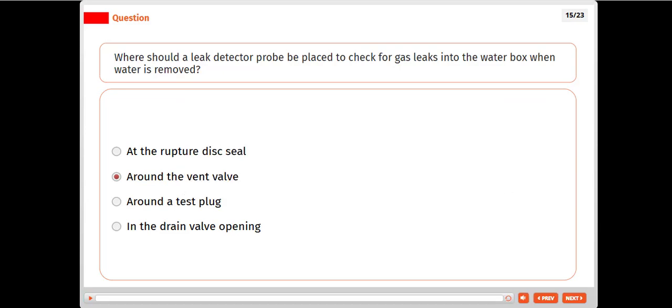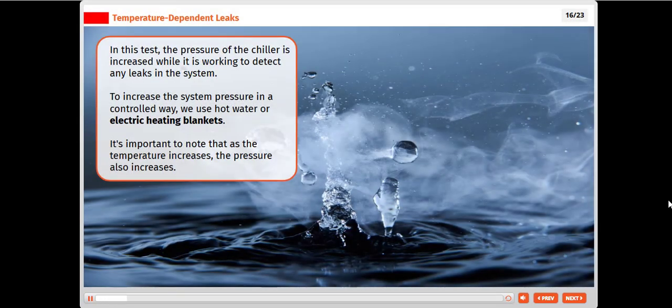opening. In this test, the pressure of the chiller is increased while it is working to detect any leaks in the system. To increase the system pressure in a controlled way, we use hot water or electric heating blankets. It's important to note that as the temperature increases, the pressure also increases.